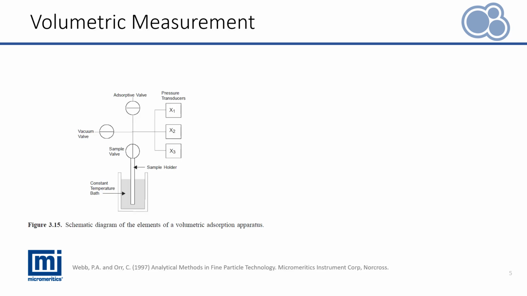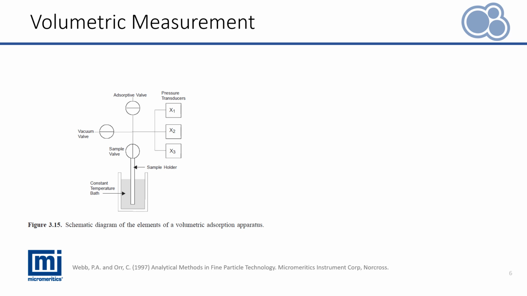Let's first talk about the volumetric measurement. This basic schematic shown here from the Micromeritics textbook stays consistent in most of the physisorption instruments' design. It is called the volumetric measurement historically and most commonly. However, since we're mostly measuring the pressure of the system, it is better described as the manometric or piezometric method.